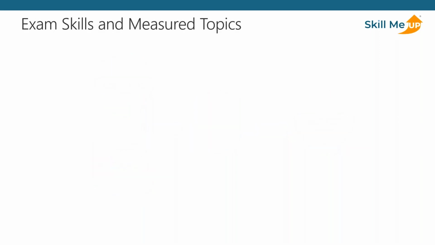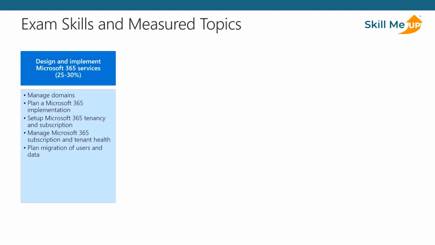So what are the skills and topics that are measured in the exam? Well, at a high level, the MS-100 exam measures 4 skills, each with several topics that you should know about. Each of those are broken down into smaller segments, and there's a certain percentage of the exam that's allocated to those topics. So the first one here is design and implement Microsoft 365 services. This skill is 25 to 30% of the exam and includes understanding and knowing how to set up a Microsoft 365 tenant, as well as monitoring the health of all the services and the tenant in general.